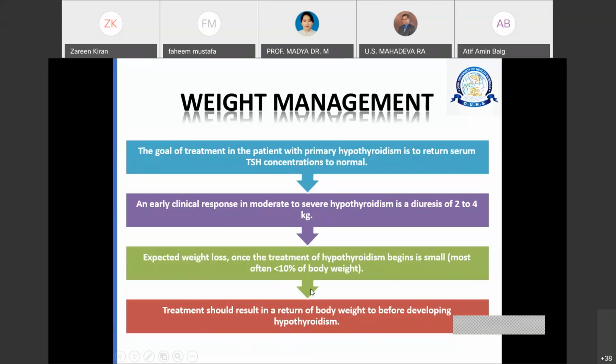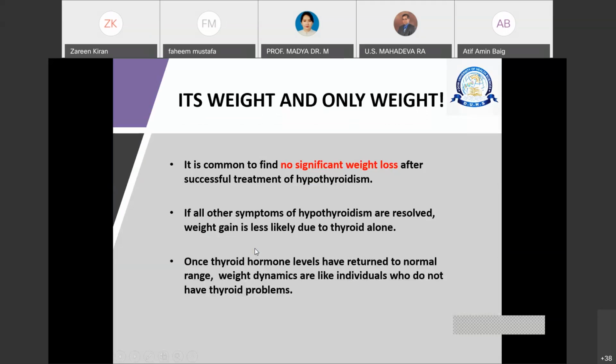So these are all history and physical examination points which a clinician should ask. That's the reason a patient comes and says, doctor, it's weight and only weight. It is very common to find there is no significant weight loss even after successful treatment of hypothyroidism. If all other symptoms are resolved, then weight gain is less likely due to thyroid alone. And then you have to counsel the patient and tell them, okay, thyroid has been treated. Now please look into the other causes of weight gain.